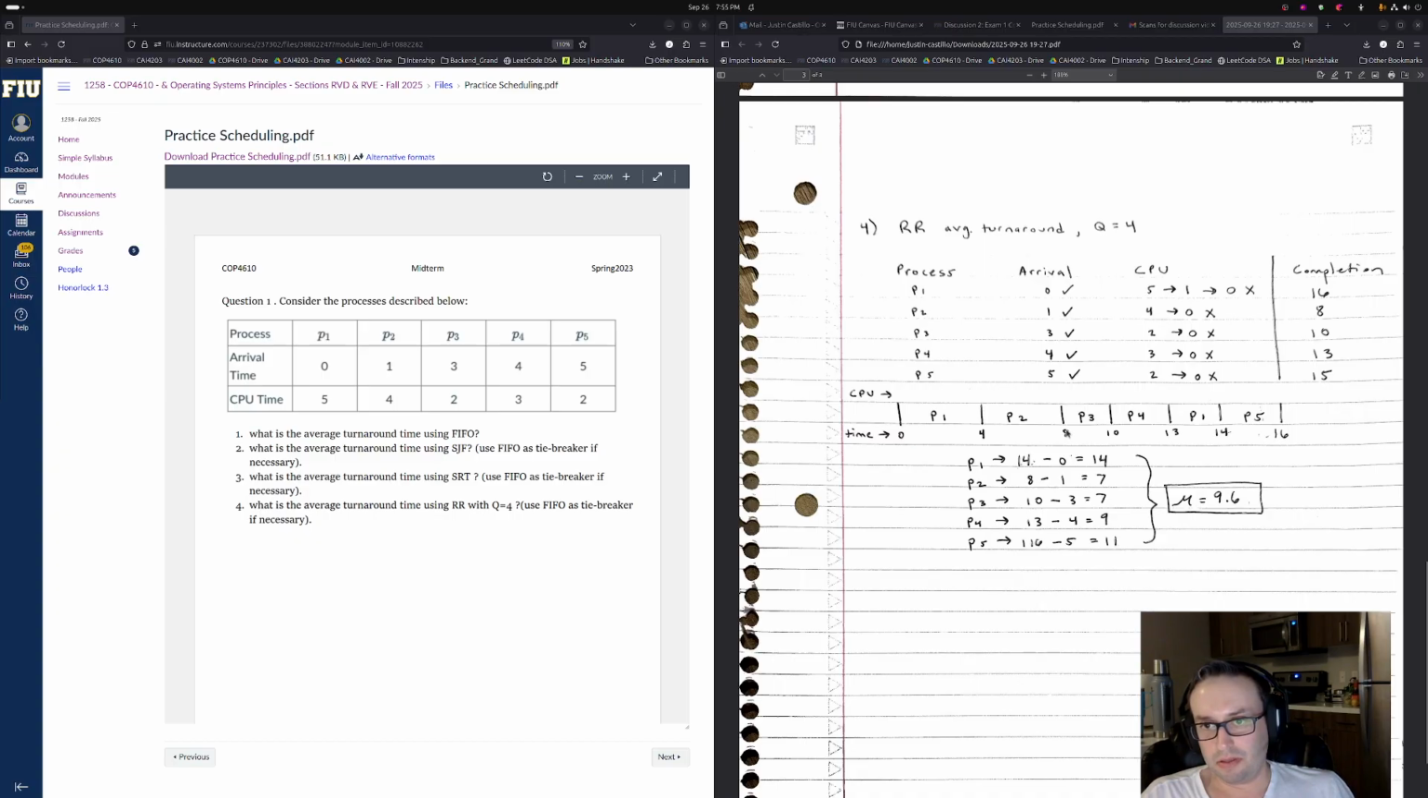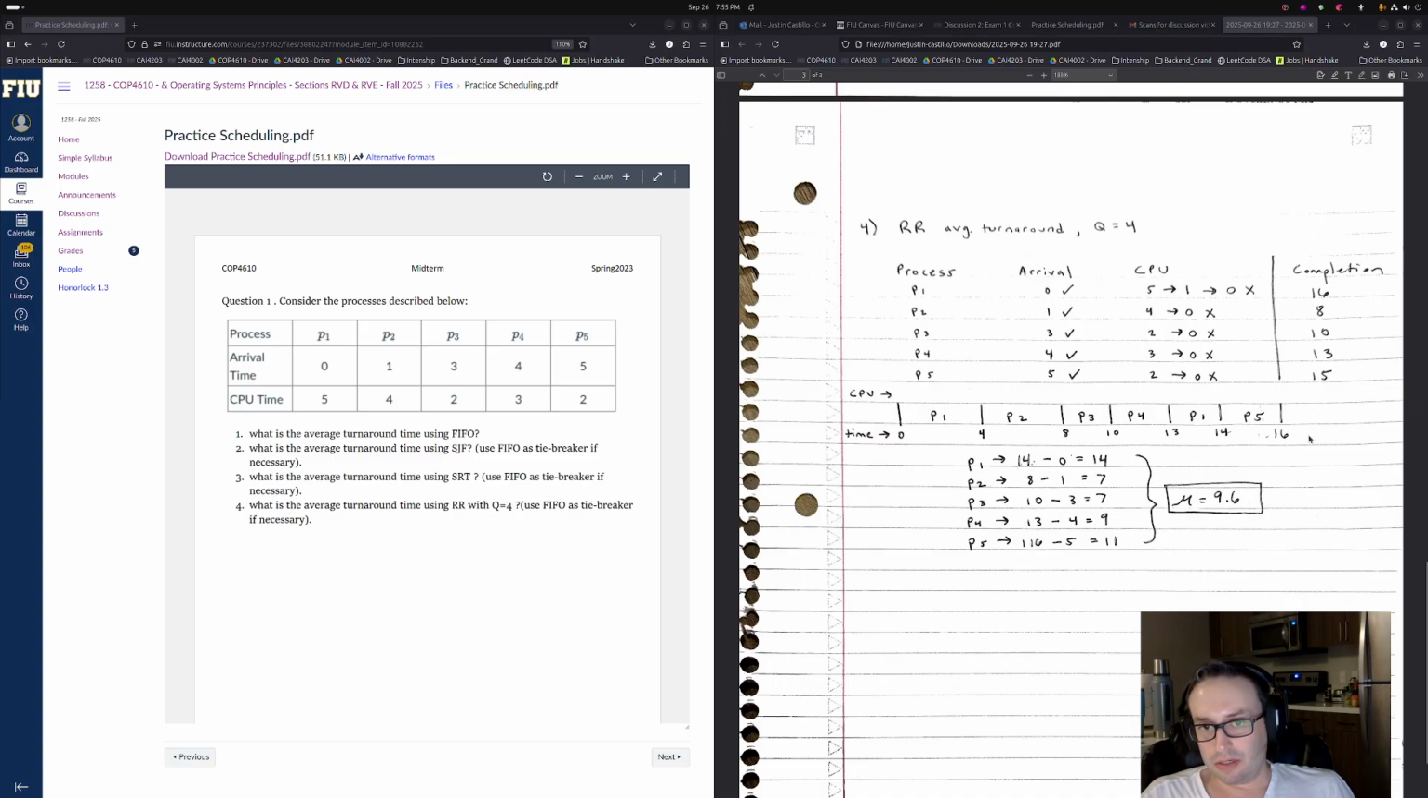Next is P3 with a CPU time of 2, which is shorter than a quantum. So that runs through to completion. Next is P4, which is CPU time of 3, which is less than a quantum. That runs through to completion to time 13, at which point P1 re-enters, has 1 remaining CPU time, completes that. Now P1's done, and finally P5 is the last one available with a CPU time of 2, goes to 16.